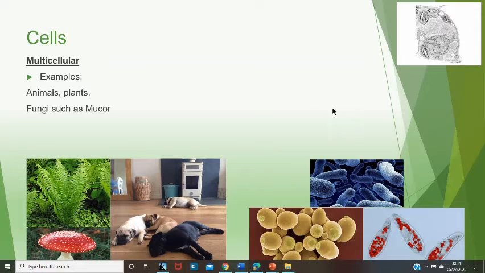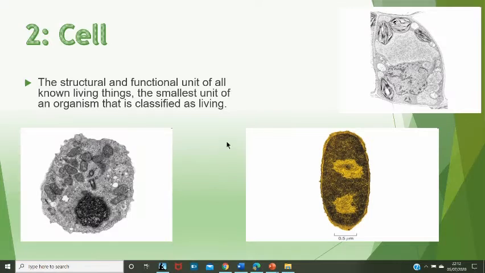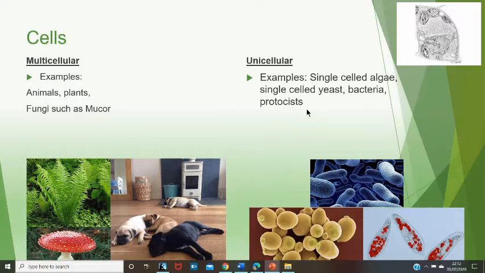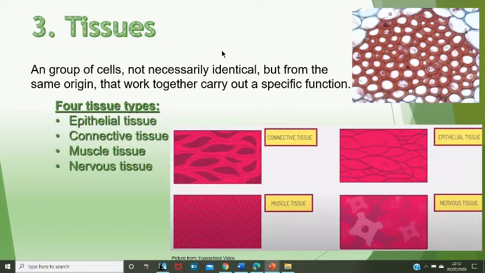Okay, so I just wanted to show you a few examples about cells. Some are multicellular, such as animals, plants, and fungi like mucor. Those are all multicellular. So, some are also unicellular, such as single-celled algae, single-celled yeast, bacteria, and protoctista. So yes, bacteria are single-celled, as you can see here.